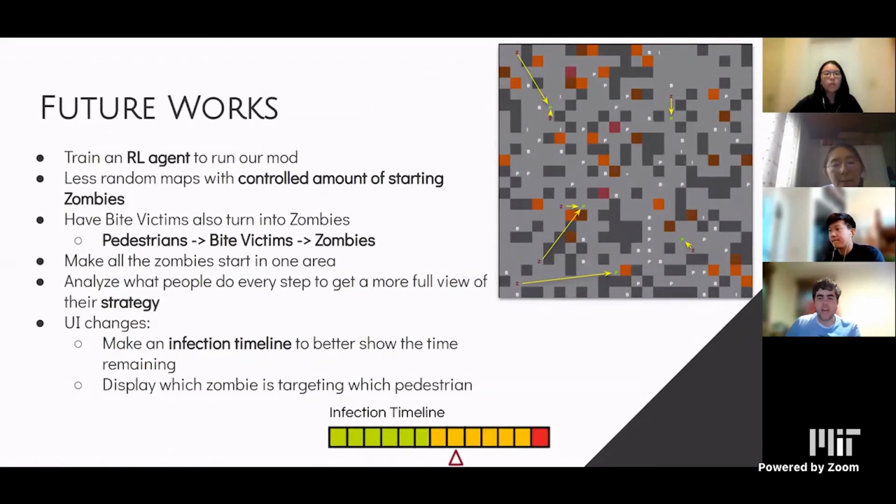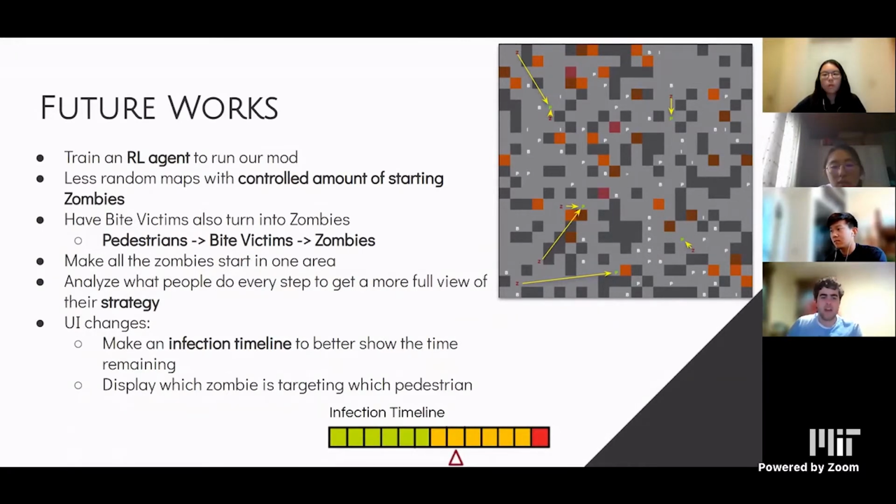While our group is very happy with the progress and the application and the modification we made, we have many other plans that we would like to implement with more time. The first of which is to use machine learning to train a reinforcement learning agent to run our mod so that we can see how a machine will react to the different stimulus of the changing spread rate. And we can compare that to the human players' data.